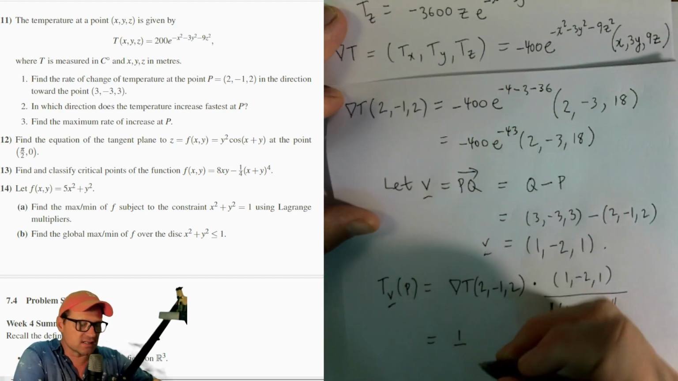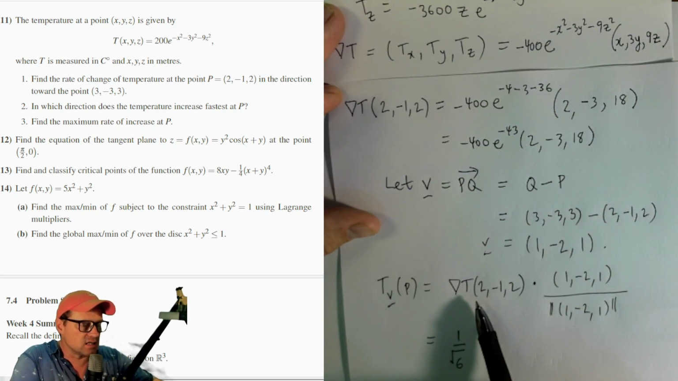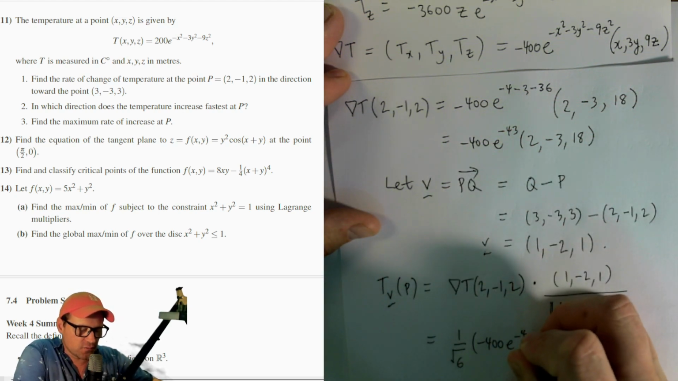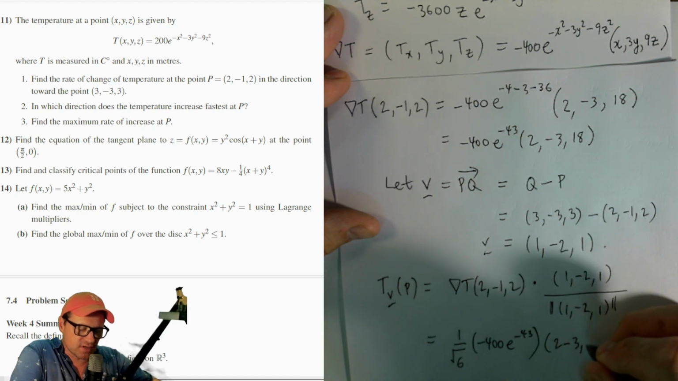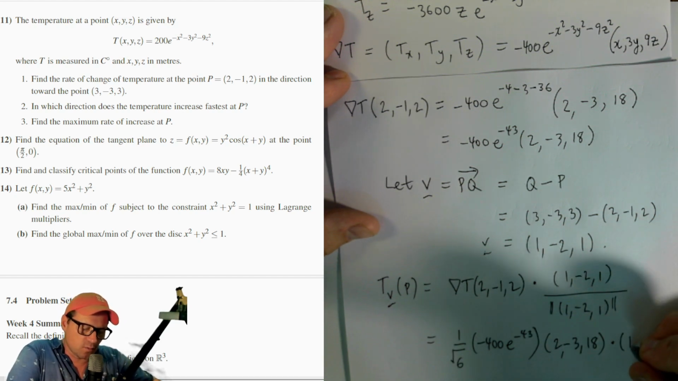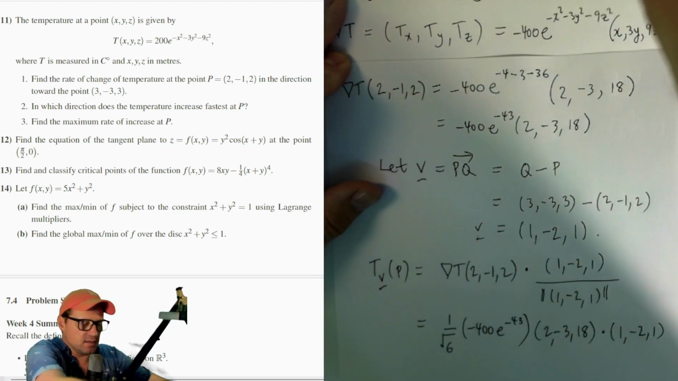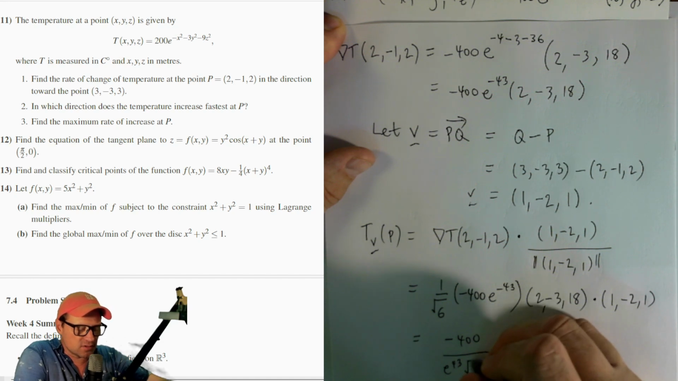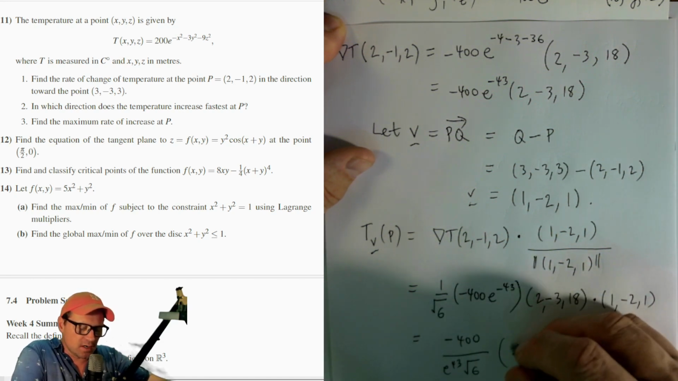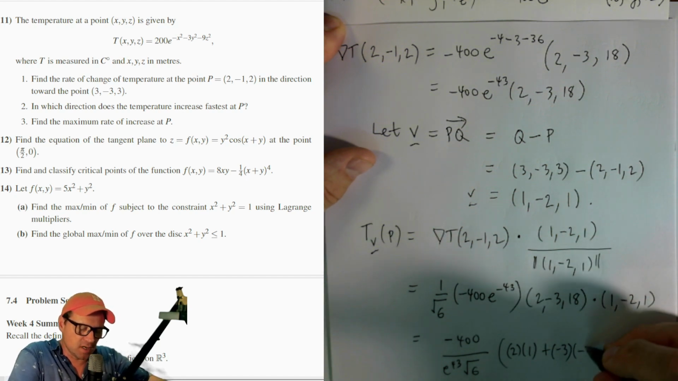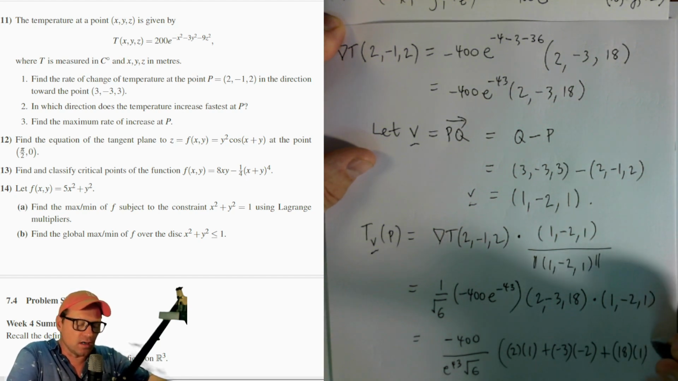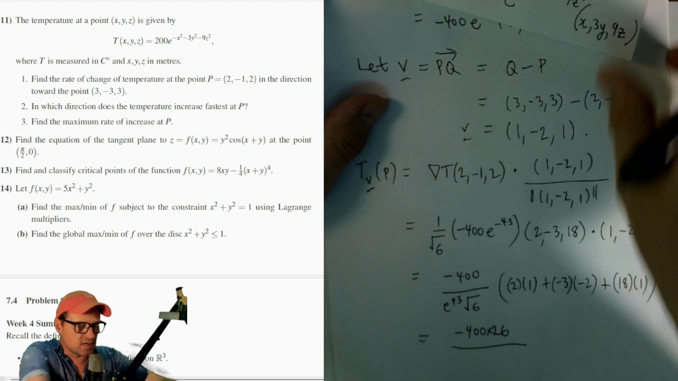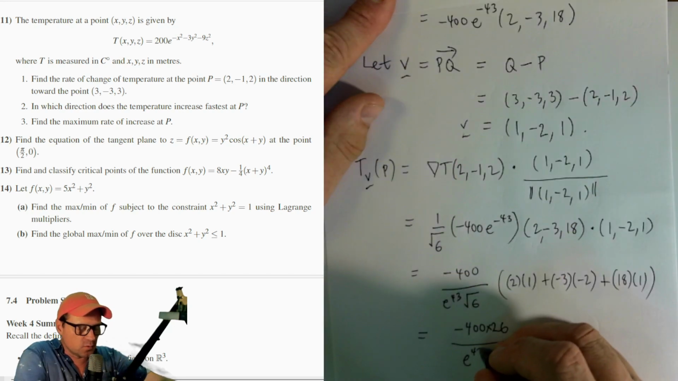So let's put this 1 over root 6 in front, and then grad T at P is this vector, so times minus 400 e to the minus 43, and then times 2, minus 3, 18. Then we dot this with 1, minus 2, 1. Okay, so simplifying, minus 400 over e to the 43 root 6, and then we have 2 times 1 plus minus 3 times minus 2 plus 18 times 1. Okay, so 2 plus 6 plus 18 is 26. So minus 400 times 26 over e to the 43.